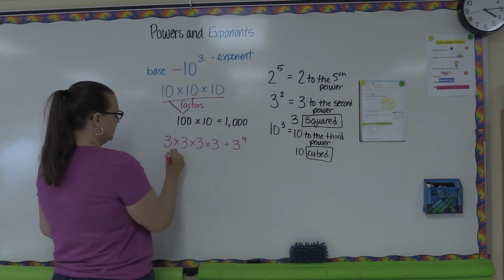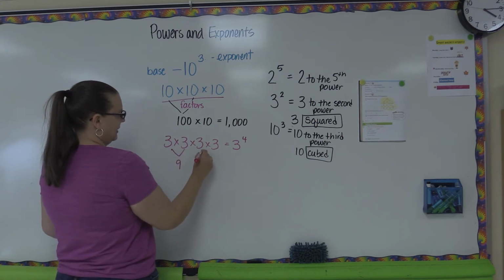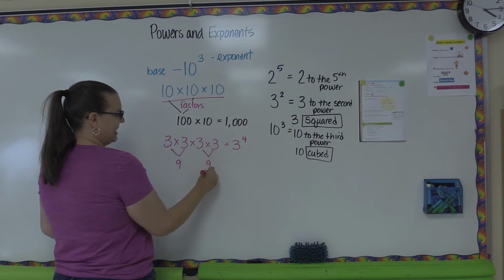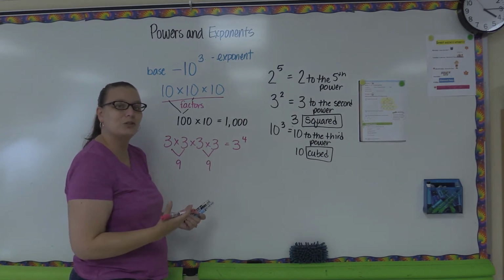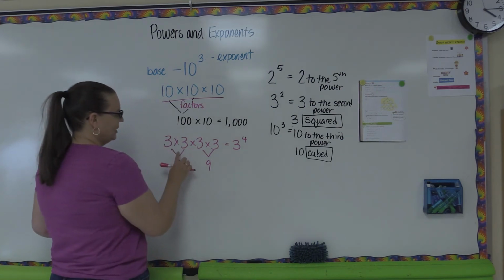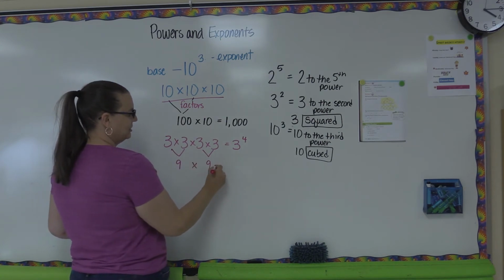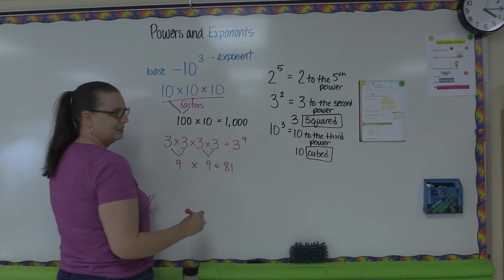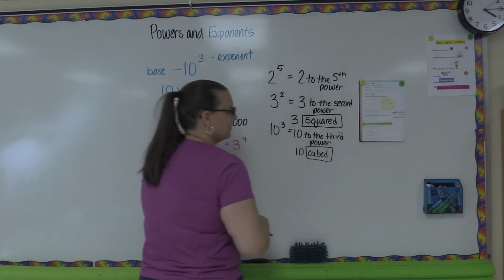So let's do it. 3 times 3 is 9. 3 times 3 is 9. Remember, since multiplication is commutative, it doesn't matter the order in which we do the problem as long as we take care of all of the factors. So I made my life easy and I did 9 and 9. So all we have to do is multiply those together to get our answer. So now you have your answer for this first part.